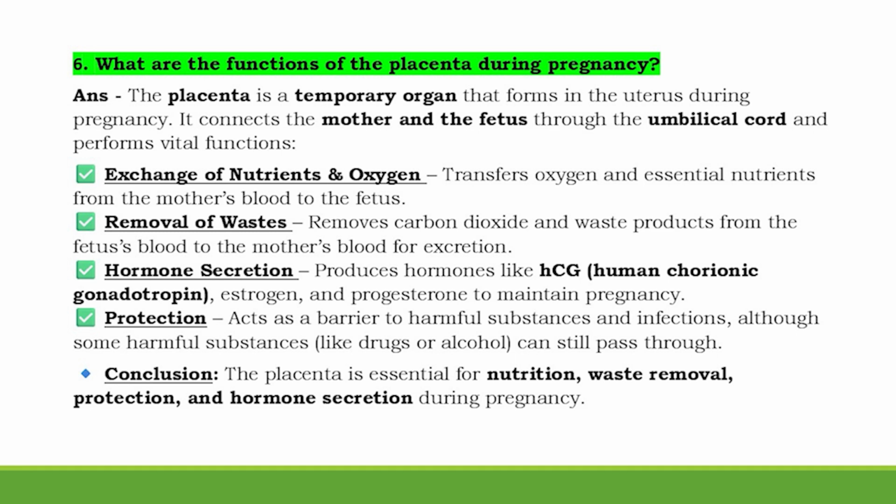Hormone secretion, produces hormones like HCG, human chorionic gonadotropin, estrogen, and progesterone to maintain pregnancy. Protection, acts as a barrier to harmful substances and infections, although some harmful substances like drugs or alcohol can still pass through. Conclusion. The placenta is essential for nutrition, waste removal, protection, and hormone secretion during pregnancy.